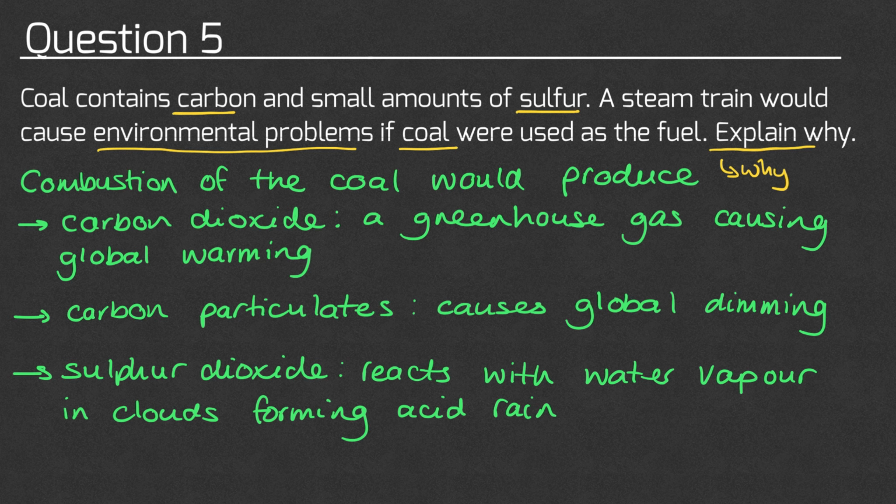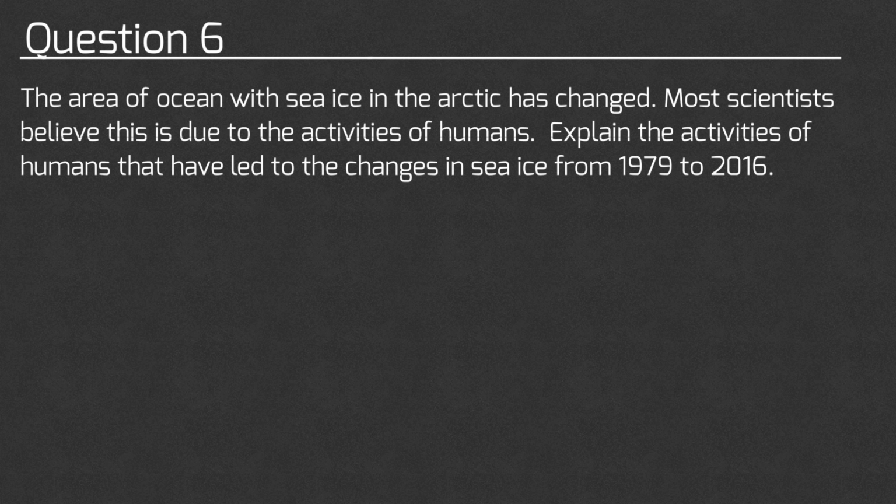So we've used that little quick answer we wrote at the start and expanded on it a bit to give a full explanation of why if a steam train used a fuel containing carbon and small amounts of sulphur, it would cause environmental problems. In this question, we're explaining why the area of the ocean with sea ice has changed. Most scientists believe this is due to the activity of humans. Explain those activities that humans have done which have led to the changes in the sea ice from 1979 to 2016. The question asks us to explain, so we need to give a reason or explain how this has happened.